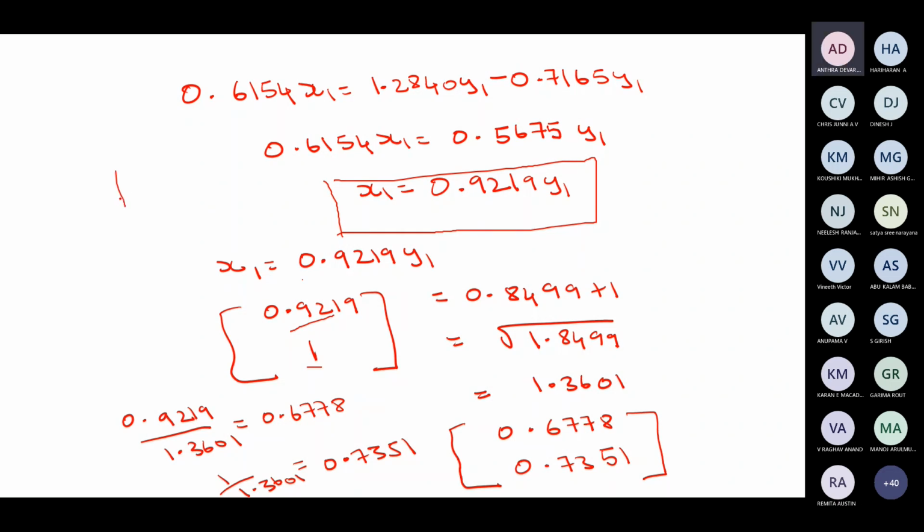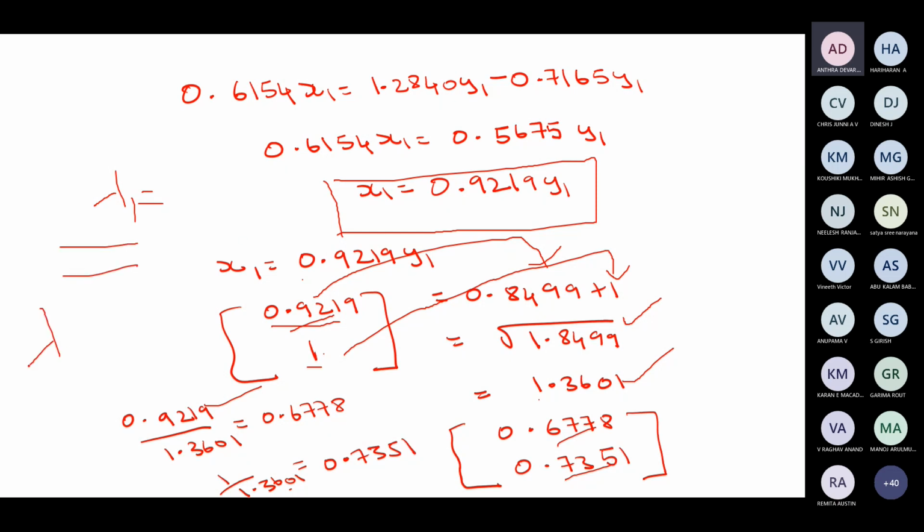That gives the final eigenvector for lambda 1. What will I do? Take the square of this and the square of this, and after adding them take the square root. Then I get 1.3610. Then I divide 0.91 by 1.3610, which gives 0.6678, and 1 divided by 1.3610 gives 0.735. The same thing I will do for eigenvalue lambda 2.